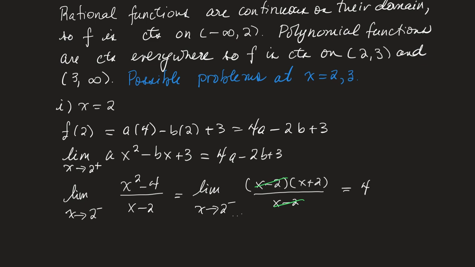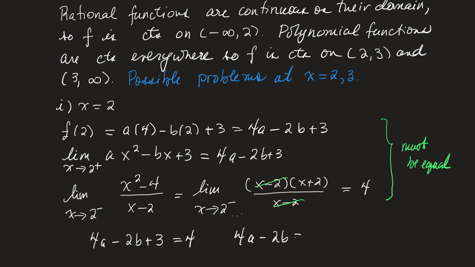So what I know is that these things have to be equal if I want the limit to exist. So these must be equal. What that tells me is that I need 4a minus 2b plus 3 to equal 4. Or I could rewrite that: 4a minus 2b is equal to 1. So that is one equation that I get.